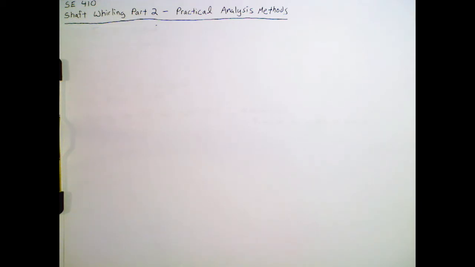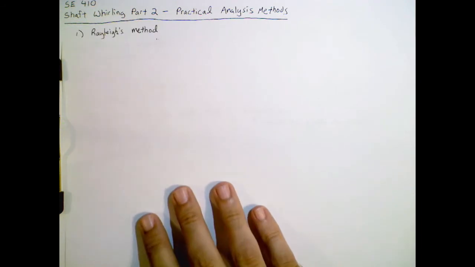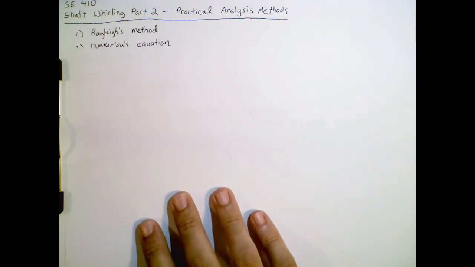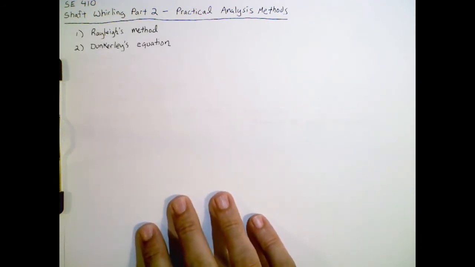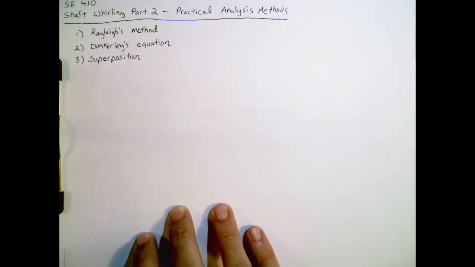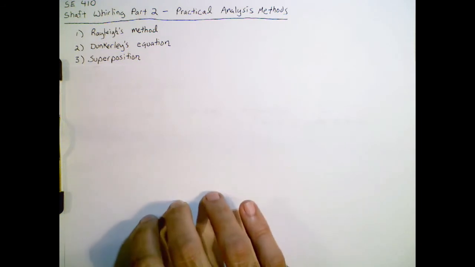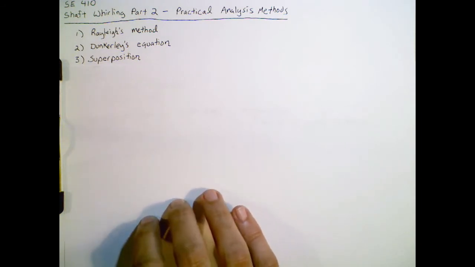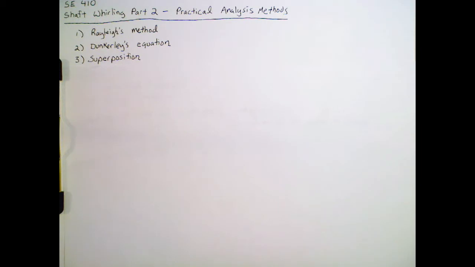Today, we're going to go through 3 different methods. One is Rayleigh's method. Next is an approach that utilizes something called Dunkerley's equation. And then number 3 is superposition. It's actually an alternative way of using Dunkerley's equation.